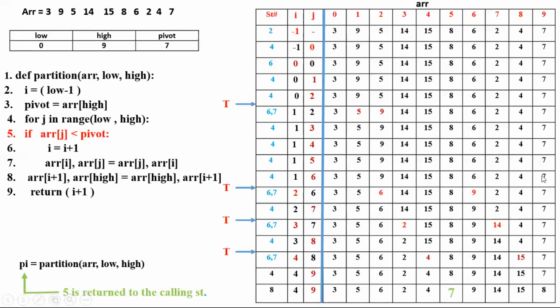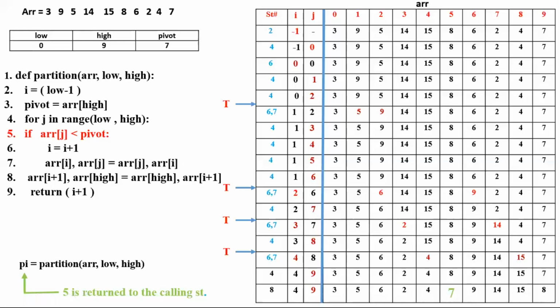Now 6 is less than 7. The condition is true. So we increment i here. i becomes 2. And we swap array sub 2 with array sub 6, which is 6 and 9. We swap them, as you see. They are swapped here. Again, we increment j. Now j is 7.